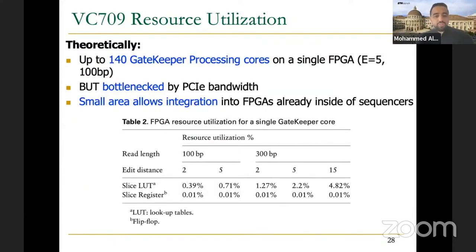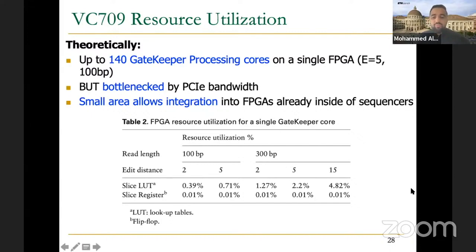These are the resource utilizations we have from implementing GateKeeper. As you can see, this is for a single problem of length 100 or 300. At most, the resources are less than 5% of the total resources we have in the FPGA. That tells you the amount of parallelism you can achieve, how many problems you can solve in parallel, and each problem solves independently two sequences of length 100 or 300, for example.